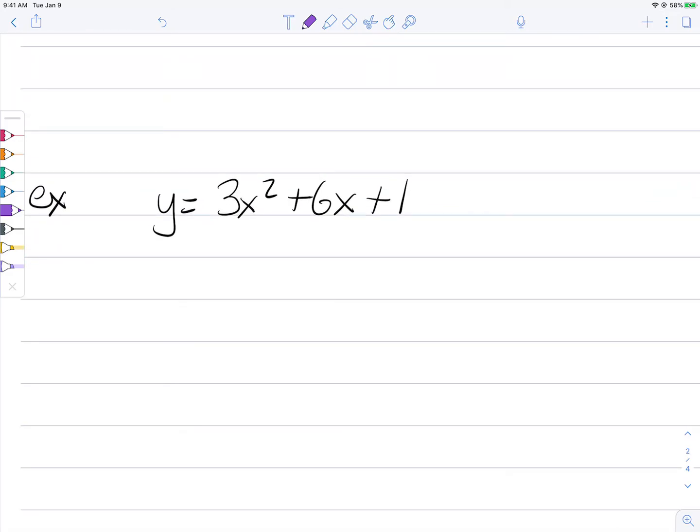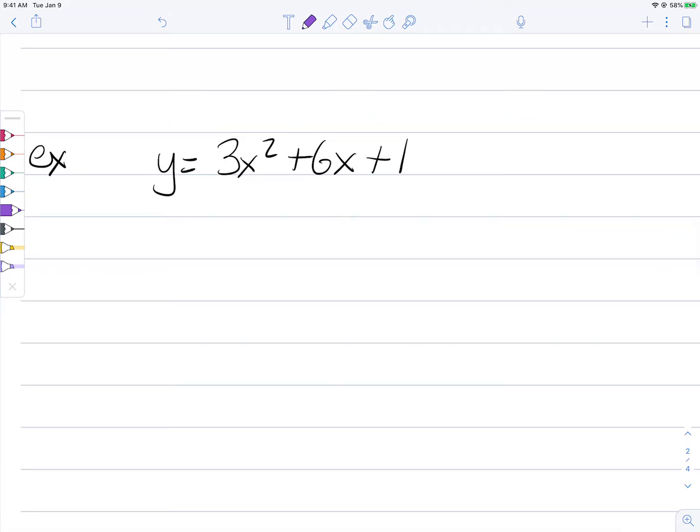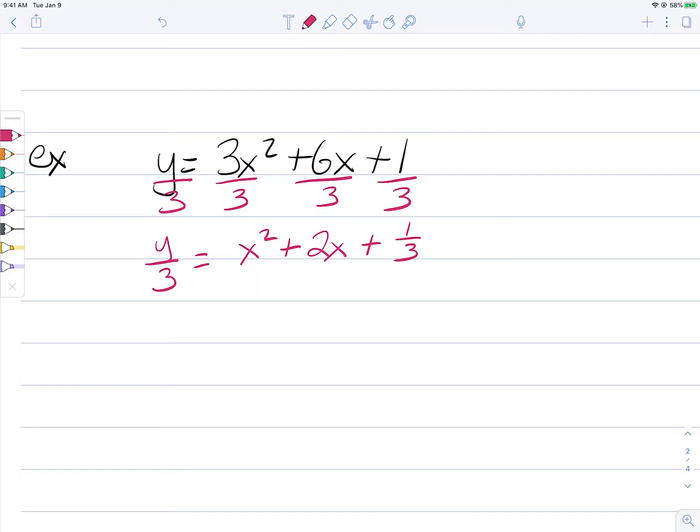Y equals 3x squared plus 6x plus 1. Is A a 1? No, it's not. We cannot proceed until we divide every single term by whatever A is. So we have y over 3 equals x squared plus 6 divided by 3 is 2x plus 1/3.